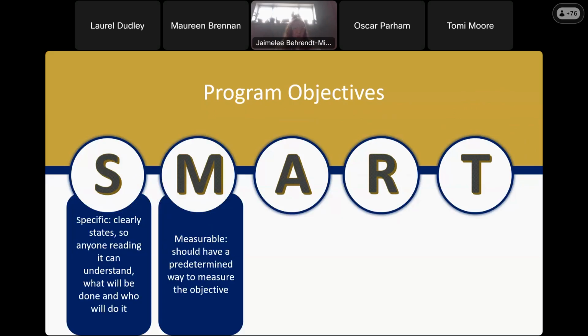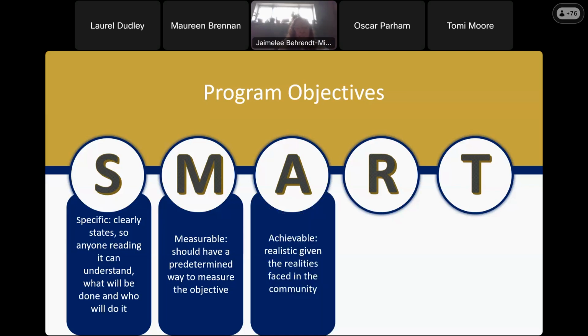In terms of measurable, we're thinking about a predetermined way to measure this objective, right? So you might have a count, you might have a measure that you're giving out to your clients to have them fill out at the beginning of services or at the end of services or just at the end of services, but having thought through exactly how you're going to be measuring that before you start doing the work.